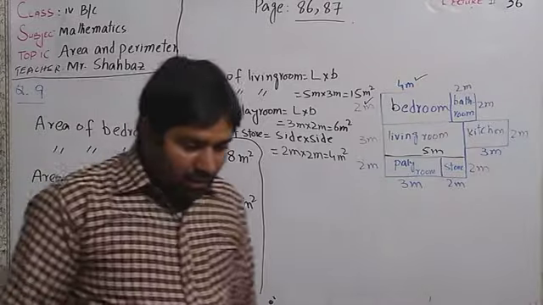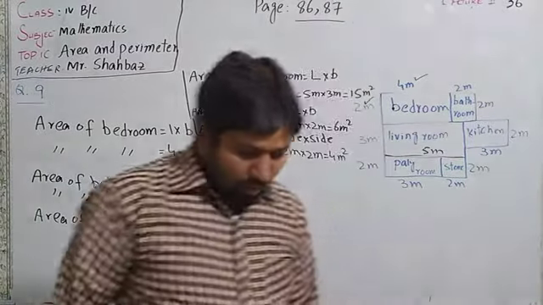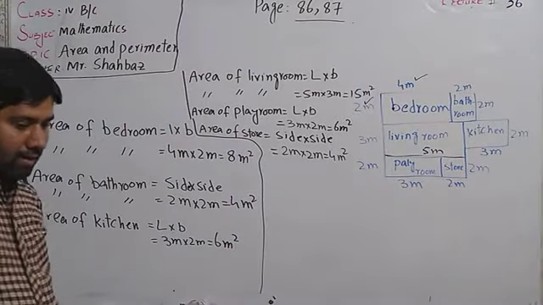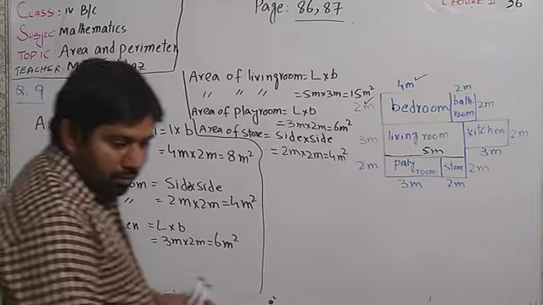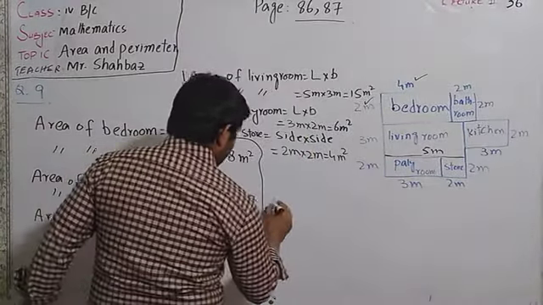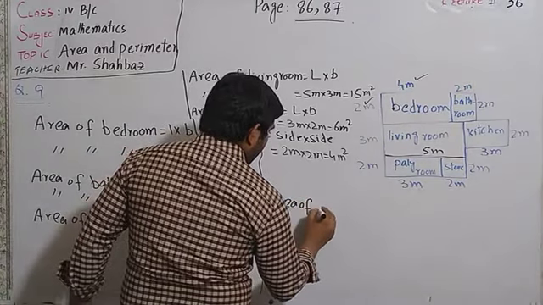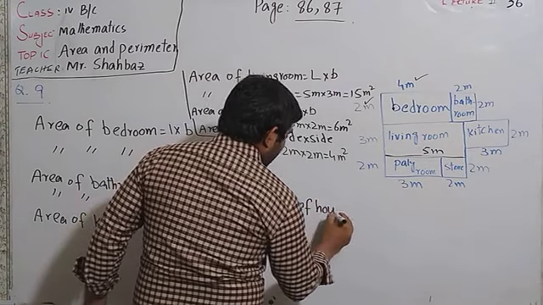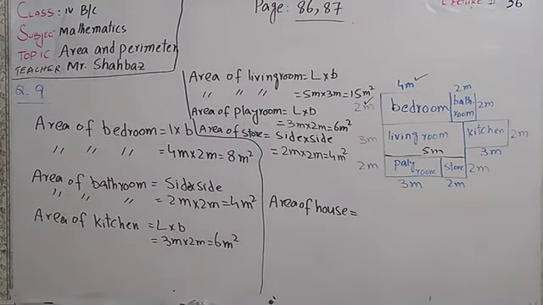Now the question is, what is the total area of the house? So we have to add these 6 rooms. So area of the house will be, we have to add these areas.